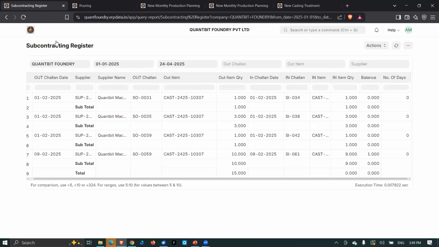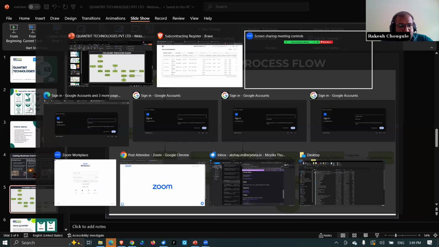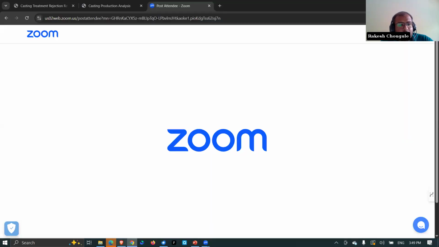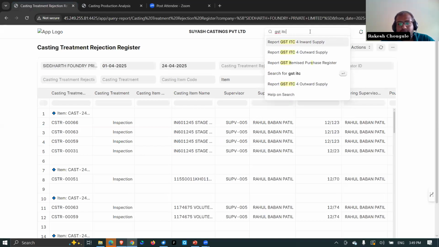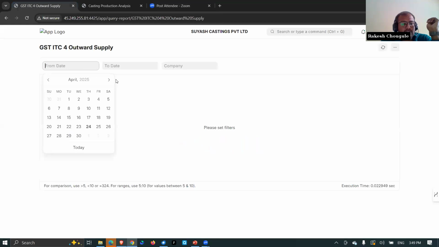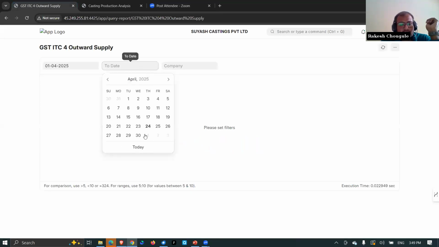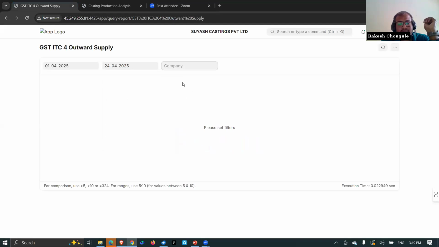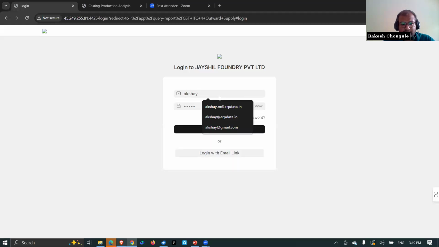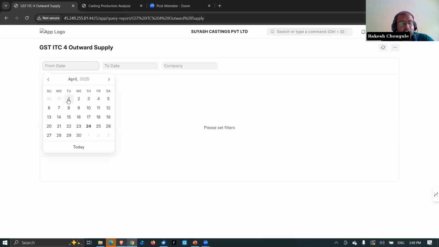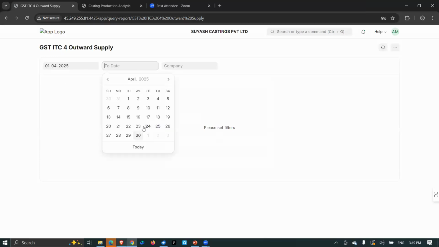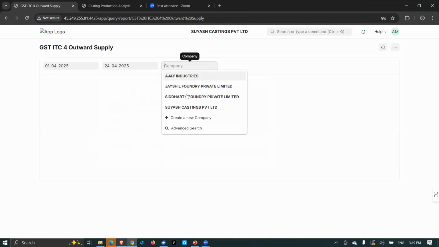And we have also made the GST ITC 4 report, outward supply and inward supply, which will be required for the GST compliance. We can make a JSON file for that and upload it on our website for the return. So this one we made as a different report, because India compliance has this by default.